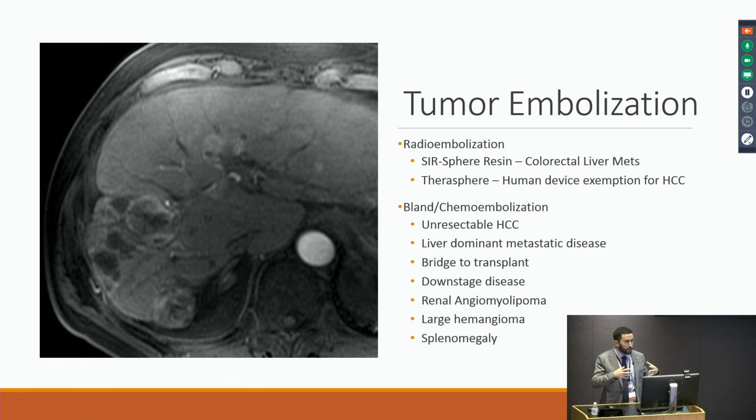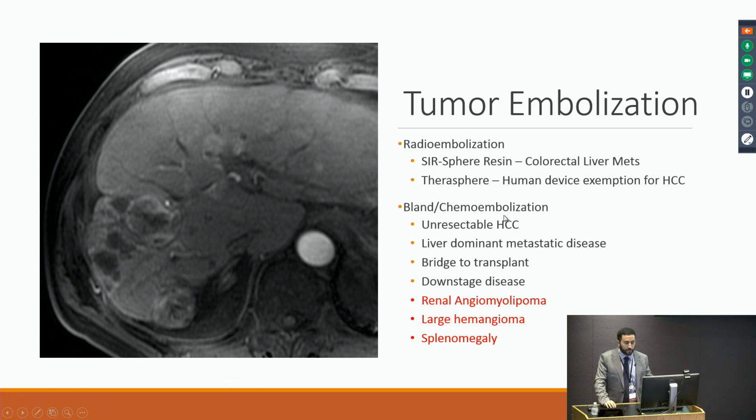Those sit inside the tumor, and they actually destroy the tumor. And this has great data. There's two devices out there. There's a resin sphere that's for colorectal liver mets, and there's a TheraSphere for a lot of other tumors. These both have FDA approval. I'm working on trying to get those brought to the hospital here because I do have great results.